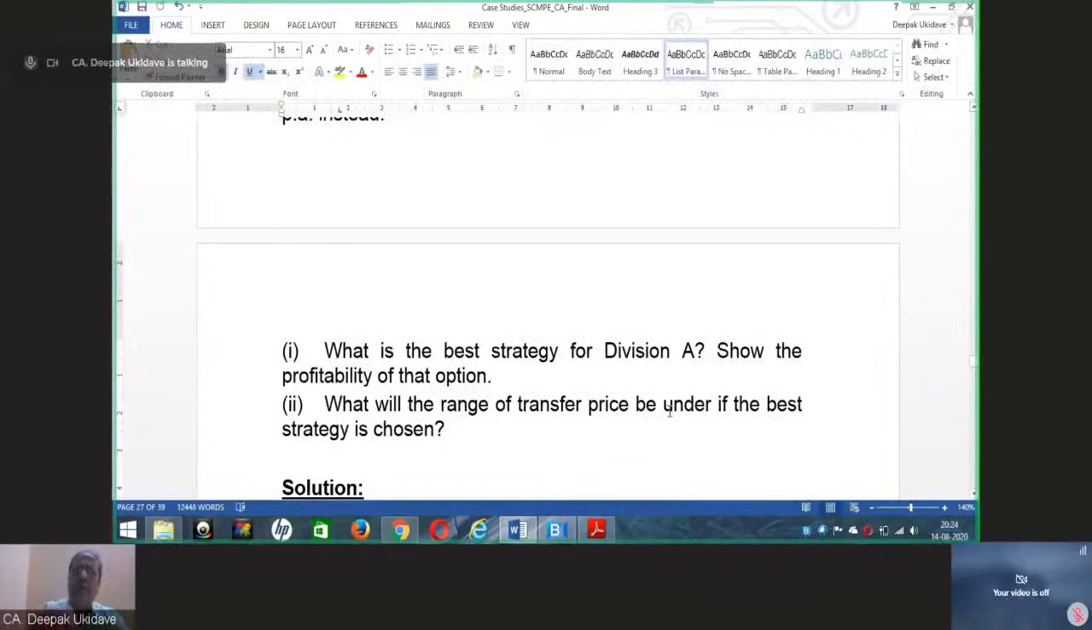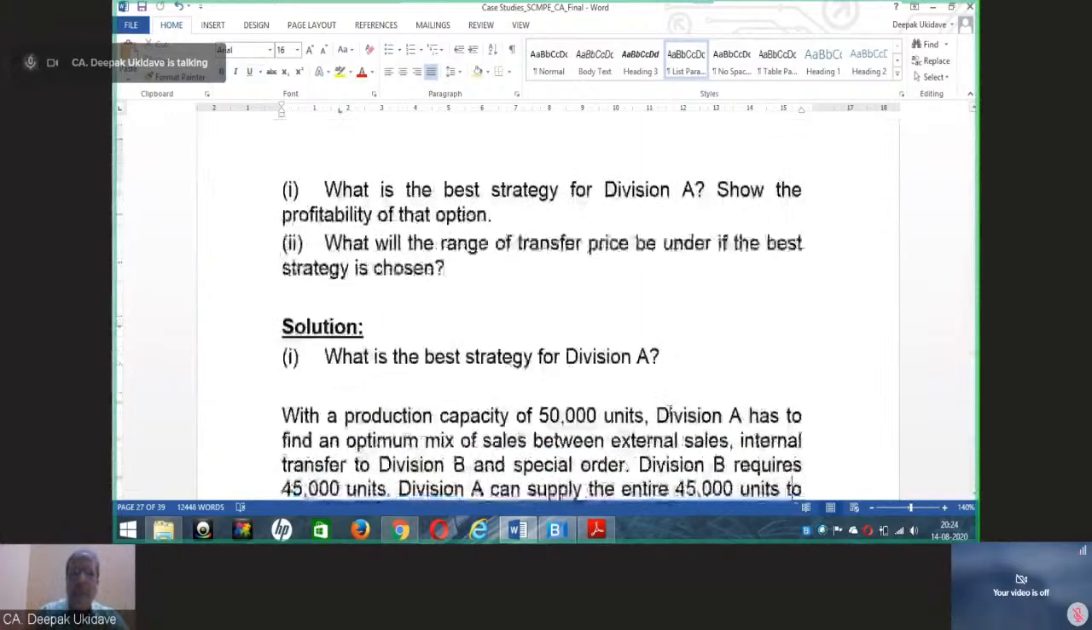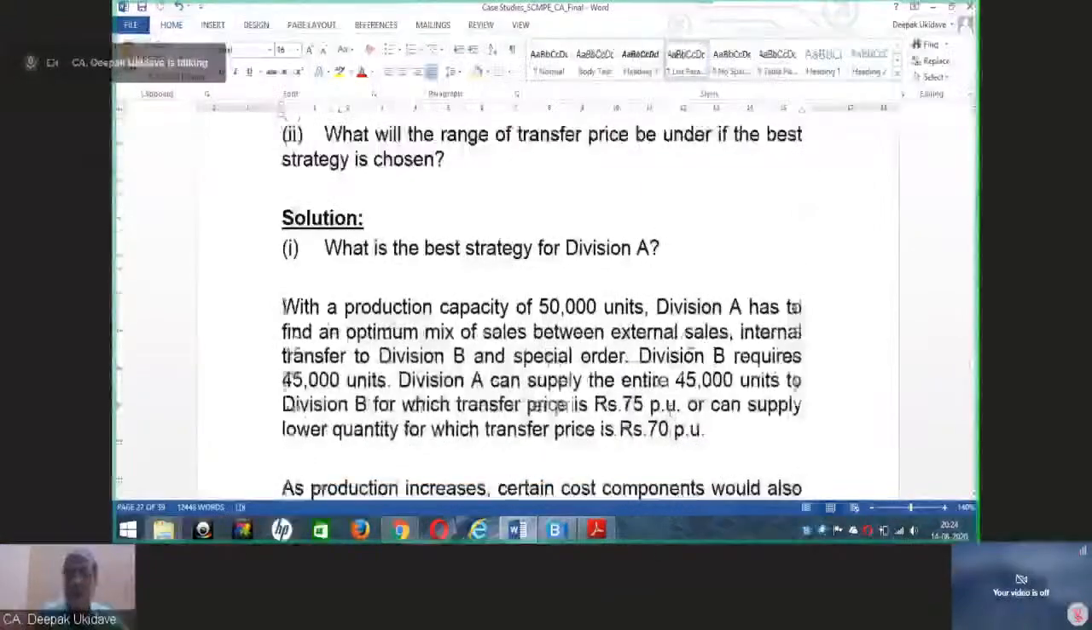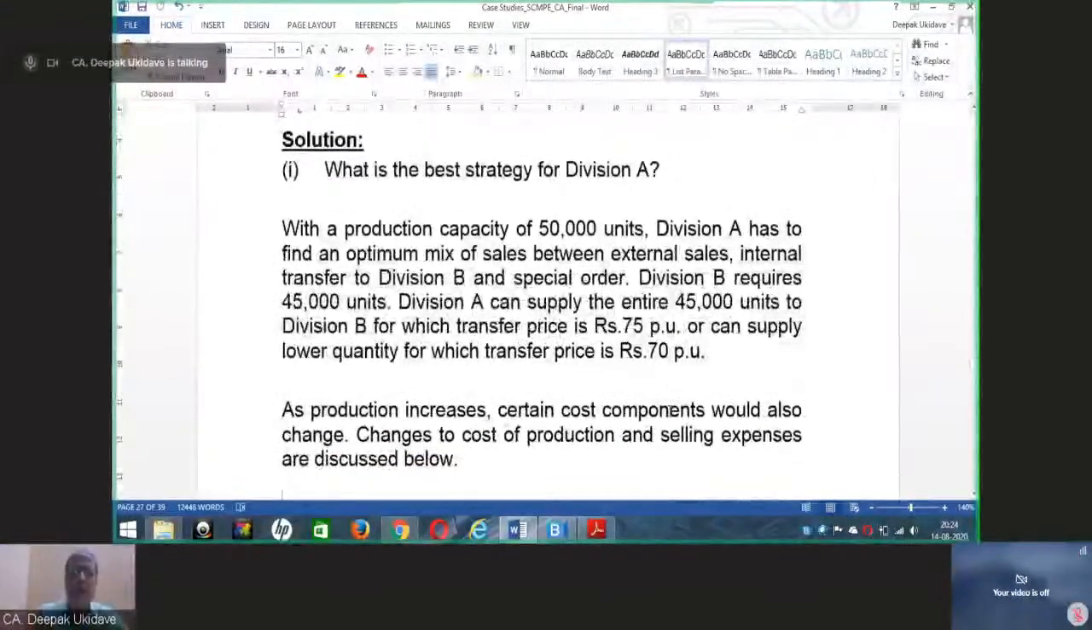If we conclude that yes, the best strategy will be to reject the special order and concentrate only on the internal customer, and then the balance 5,000 you sell in the open market to an external customer. If that is the scenario, then what is the range of transfer price if the best strategy is chosen? Let us look at the approach. What is the best strategy for division A? All figures are in your mind and therefore you can apply very well. Any doubt you have, you ask me in the link.